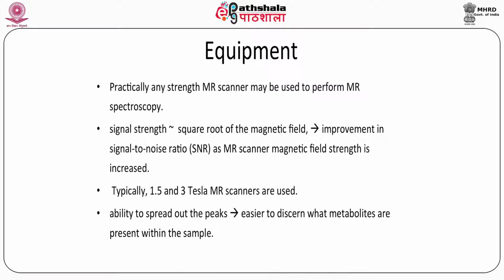How to obtain a good spectrum? Equipment required. Practically any strength of MR scanner may be used to perform MR spectroscopy. Signal strength is directly proportional to the square root of the magnetic field. So, there is a significant improvement in signal to noise ratio, the SNR, as the magnetic field strength is increased. Typically, 1.5 and 3 Tesla MRI scanners are used for optimum results. Higher the magnetic field, better the peaks are spread across the spectrum and the metabolites can be easily picked up.